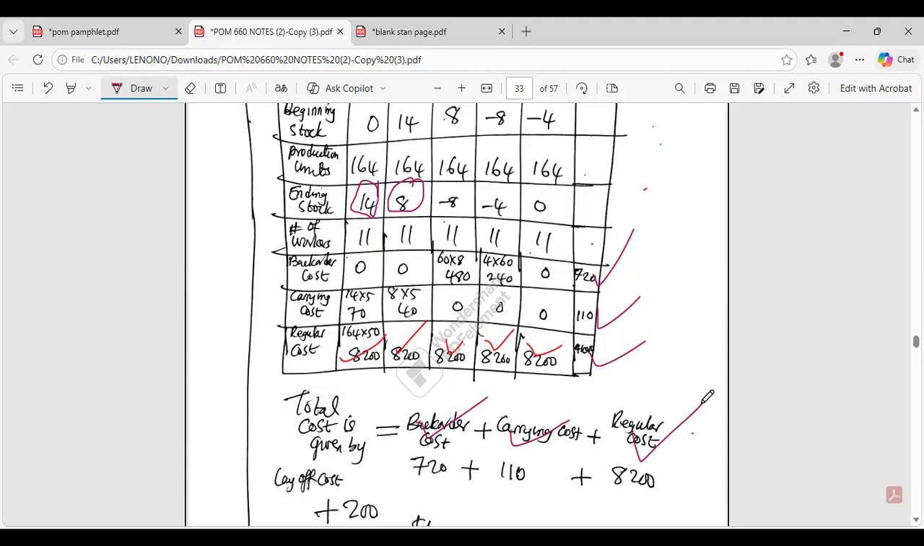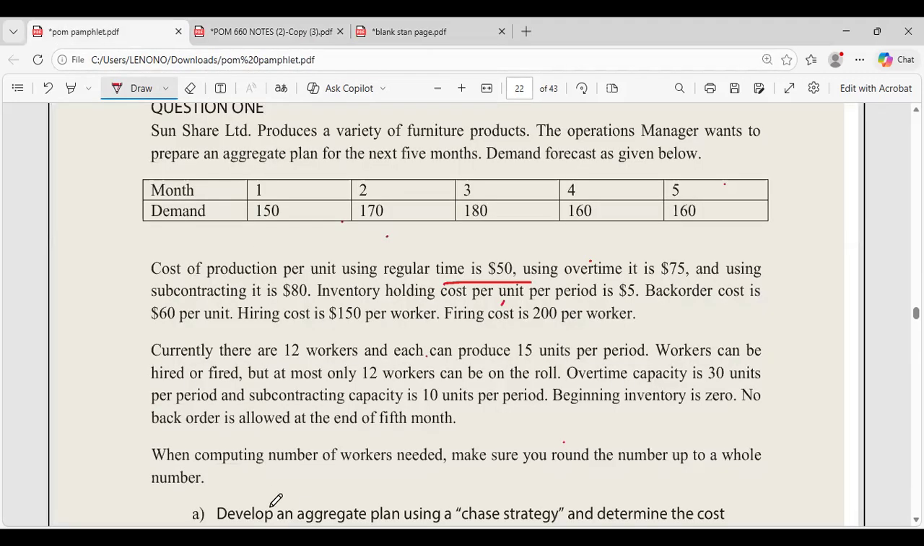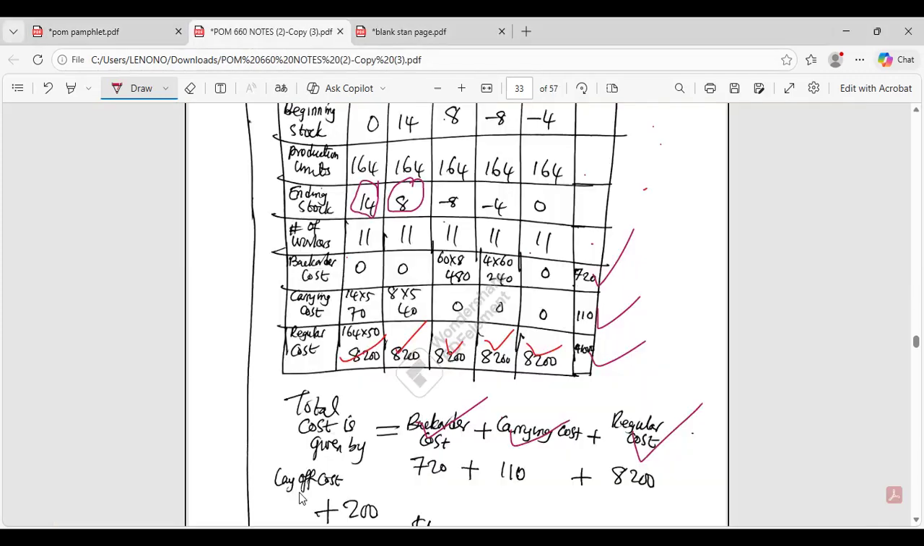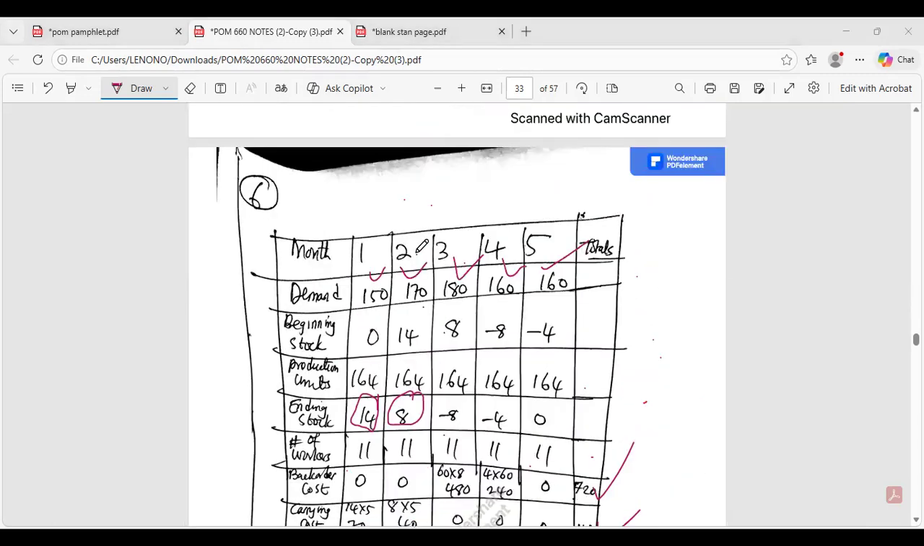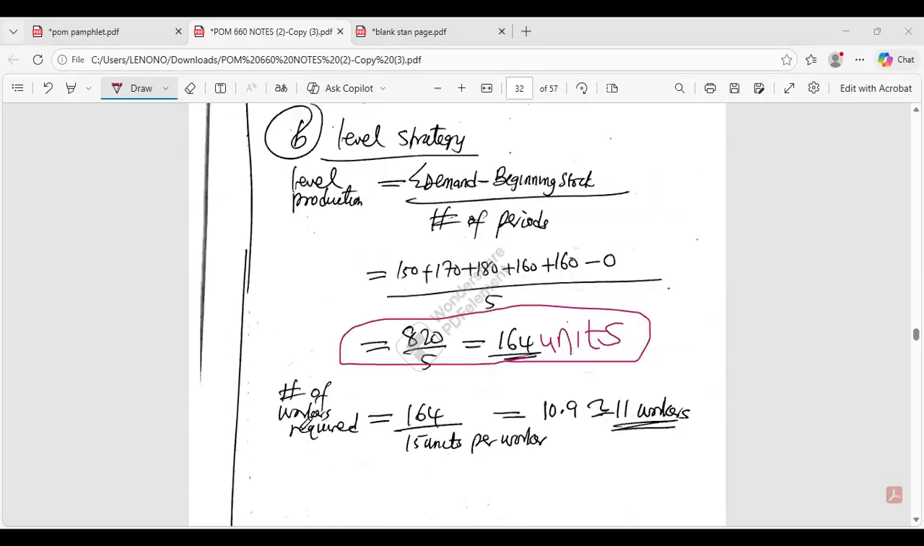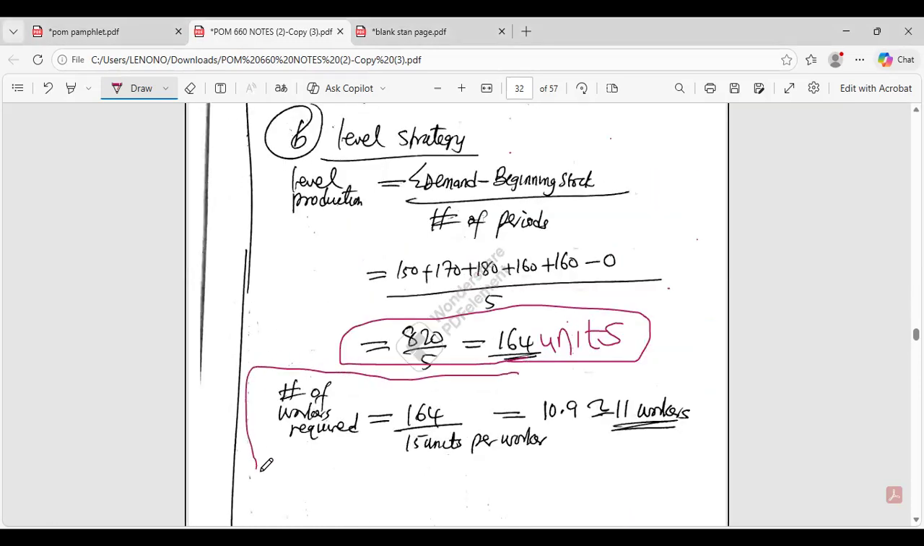Then don't forget that. What was the current workforce? Tell me, the current workforce was how many workers? There were 12. Current, there were 12 workers. The madam has gone quiet. I'm sure she'll be able to catch up with us. There were 12 workers, but here we found how many workers on a regular basis? We have 11 workers on a regular basis, right?